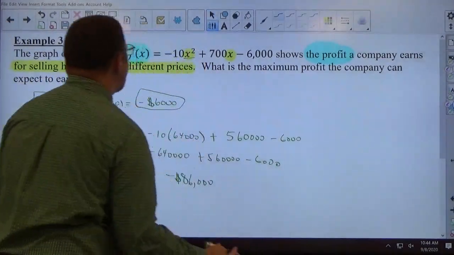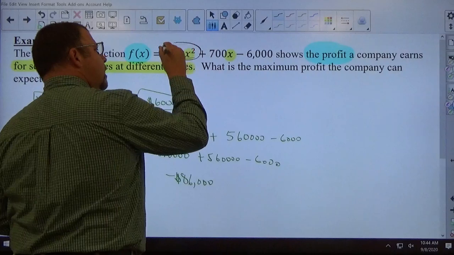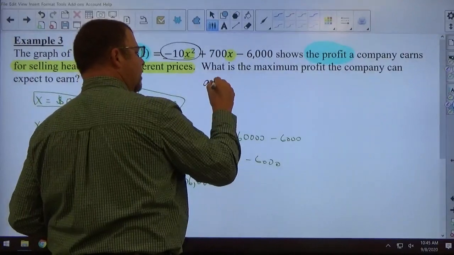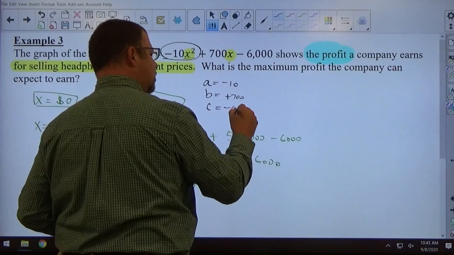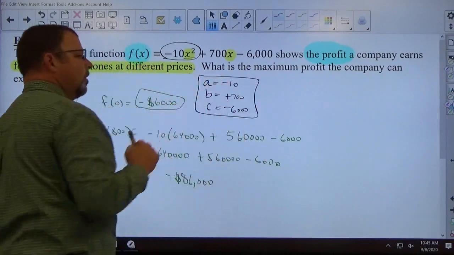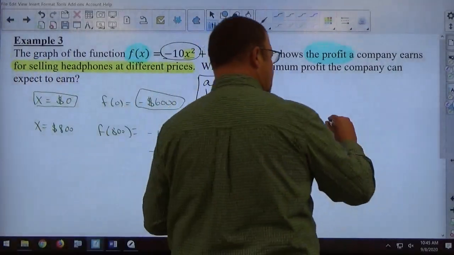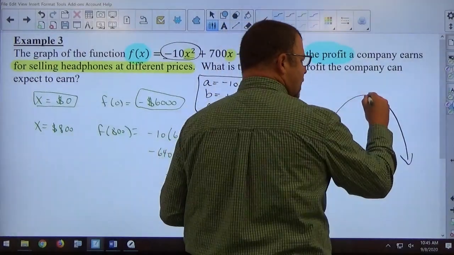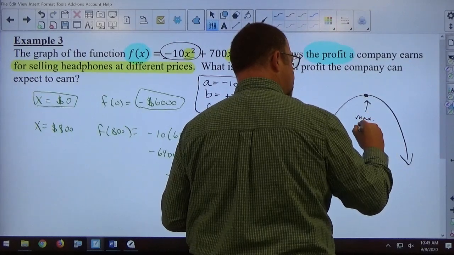Now, if I look at the structure of this quadratic function, if it's ax squared plus bx plus c, a is negative 10, b is positive 700, and c is negative 6,000. There's my quadratic function constants. If a's value is negative and x is being squared, I'm expecting a parabola shape for my function. And the vertex of this function should represent the maximum height.